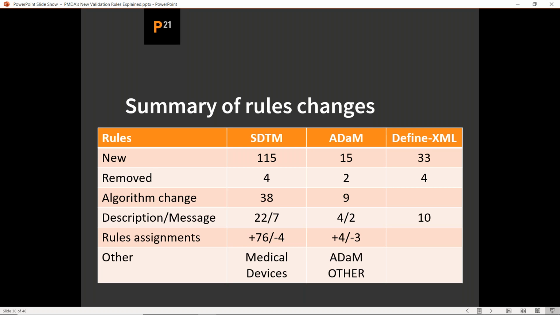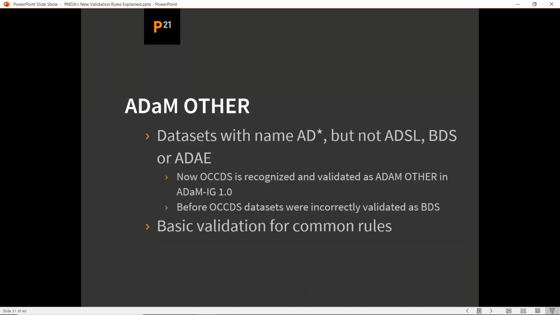Similar for ADaM and Define.xml standards. There are 15 new rules for ADaM and 33 new rules for the Define.xml file. There is a new support for validation of so-called ADaM other datasets. ADaM other is considered as any analysis dataset whose name starts with prefix AD, and it is not an ADSL, BDS, or ADAE dataset. A basic validation for common rules was introduced for these datasets, like basic ADaM controlled terminology or data consistency rules.